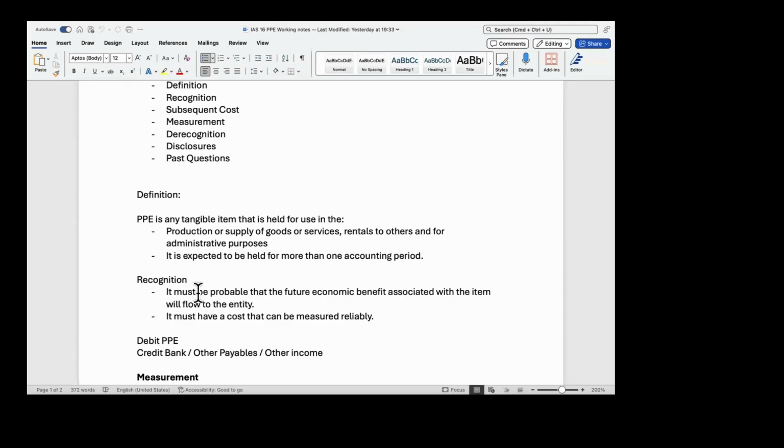And two is that it must have a cost that can be measured reliably. If it does not have a cost that can be measured reliably, then you cannot put it in your books. You know that even if you're given an item for free, it doesn't mean it does not have a cost, because you can get its selling price or replacement cost. Then you can get its cost. So if you have an item that you cannot determine its cost reliably, then you cannot put it in your books.